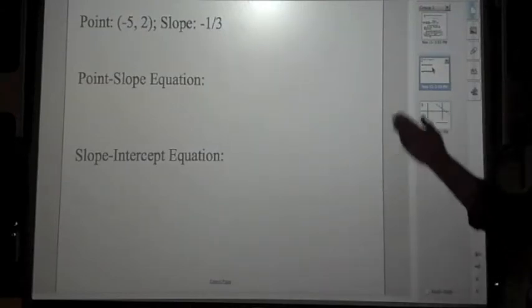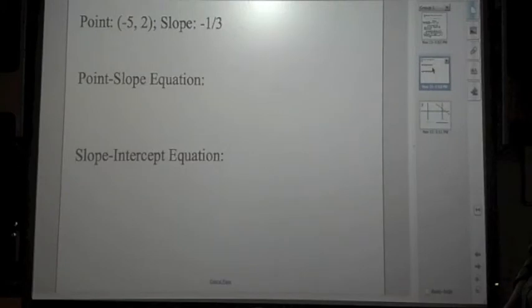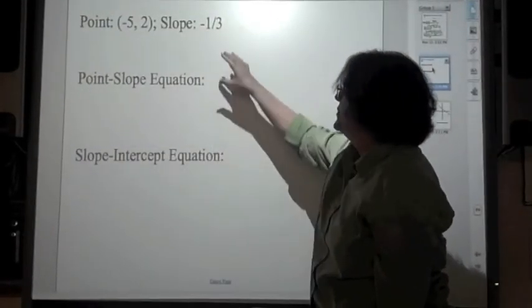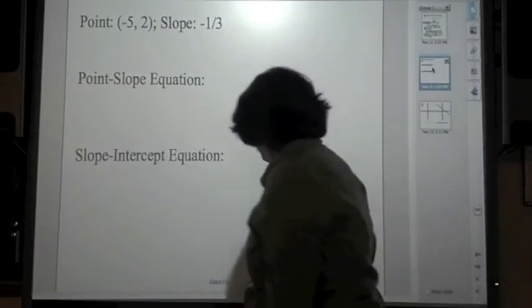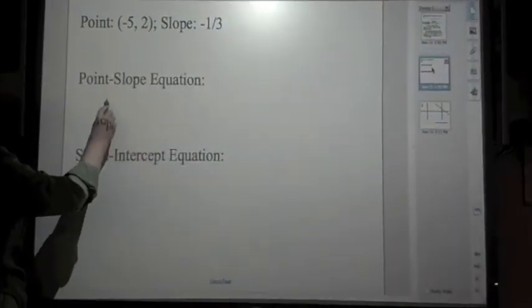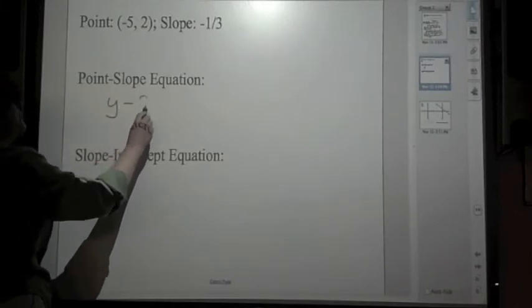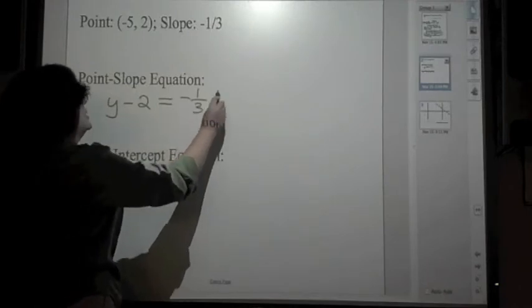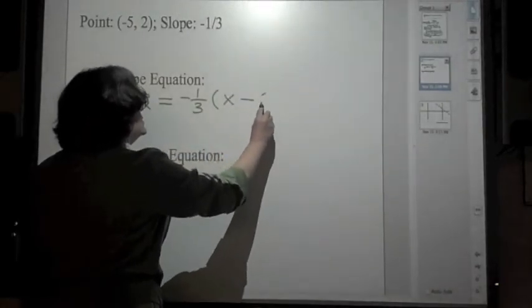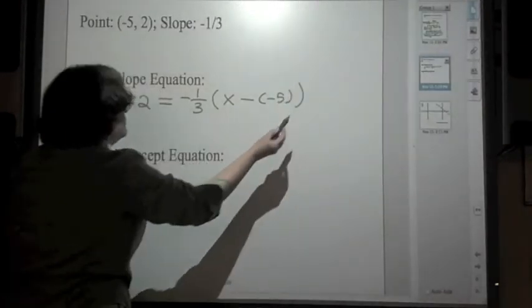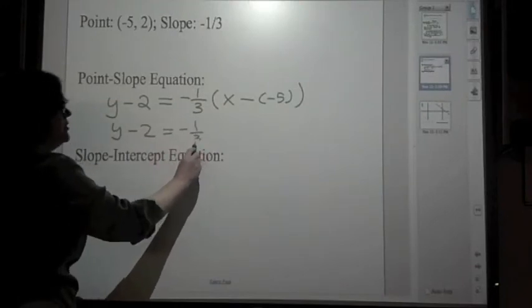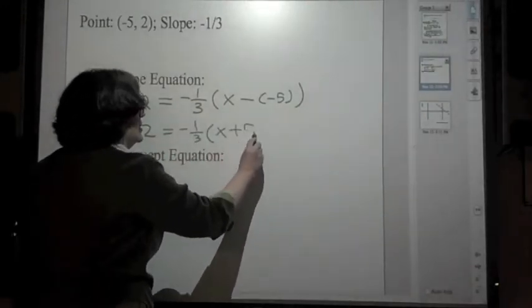Once again, here's our point, here's our slope. We're going to make two different versions of an equation for the same line. It's going to be the same line, but the equation is going to look different. The first step: y minus the y value equals the slope times x minus the x value. So that's going to be y minus 2 equals negative 1/3 times x plus 5.